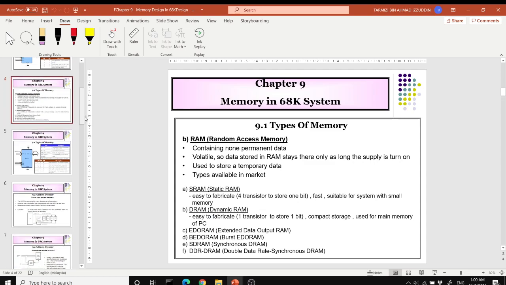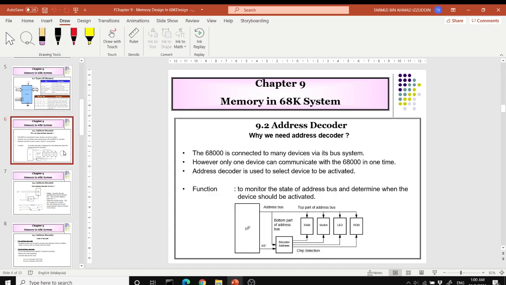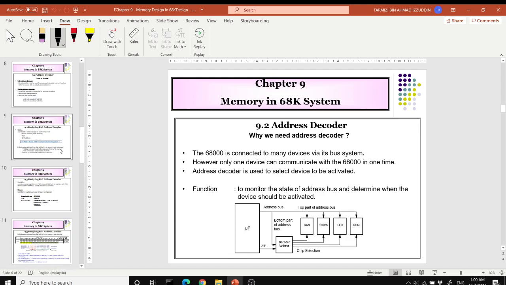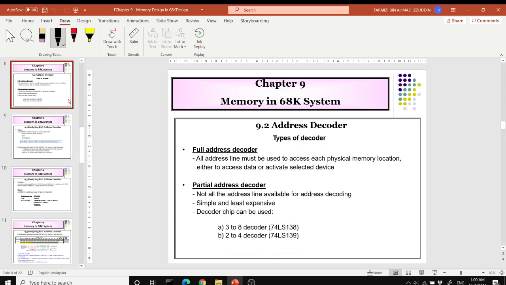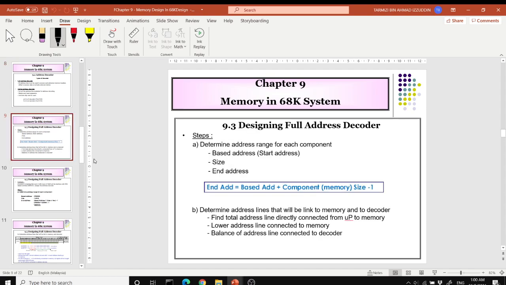And what's the difference between ROM and RAM? And then we have looked at why do we need address decoder system, and lastly we have looked at how we're going to design an address decoder system. Basically we have two types of address decoder. We have full address decoder and we have partial address decoder. So I believe on the full address decoder side I already covered this.